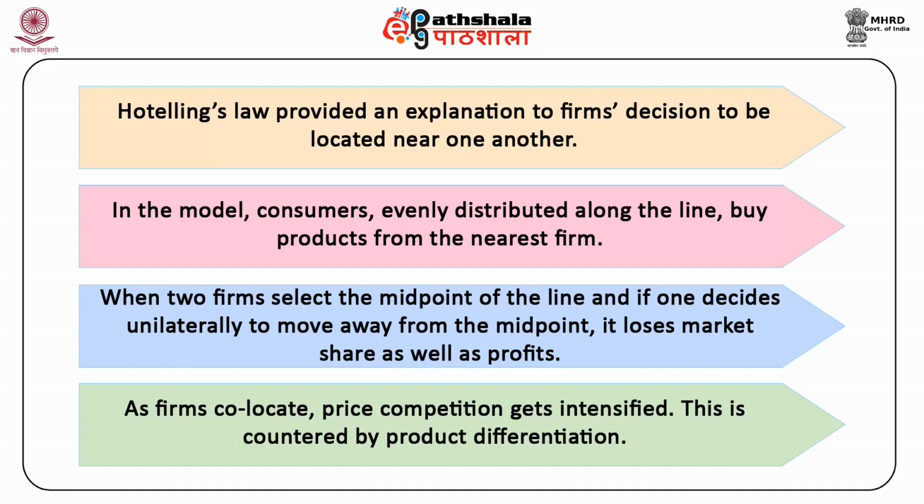As the firms co-locate, the price competition gets intensified. This is countered by the firms by differentiation of the product characteristics. The two major insights gained from the Hotelling model are that, irrespective of the price competition, firms have a tendency to locate near rivals, and product differentiation prevents consumers from moving from one firm to another.